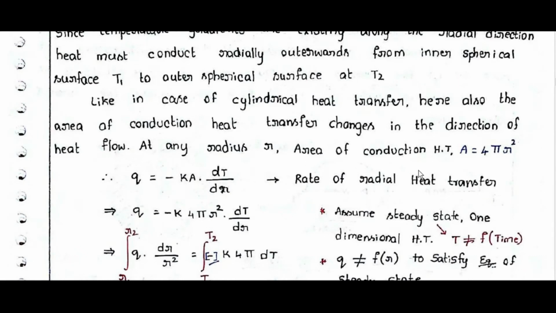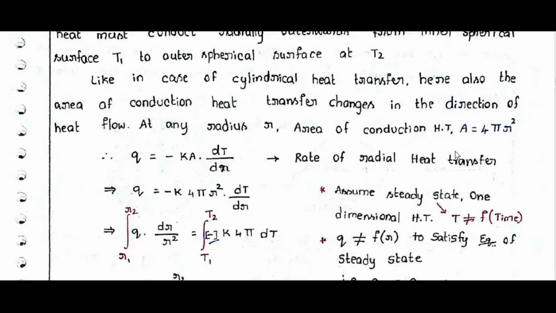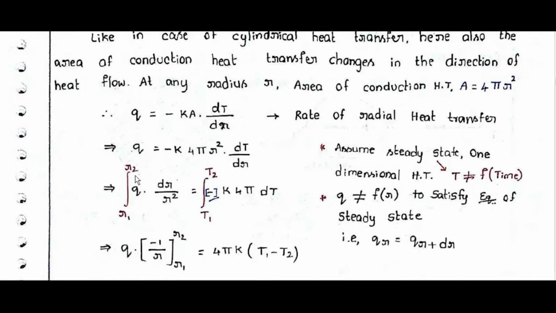Area of conduction heat transfer A is equal to 4 pi R square. Q is equal to minus K A dT by dr, the rate of radial heat transfer. Q is equal to minus K 4 pi R square dT by dr. Integral R1 to R2 Q dr by R square is equal to integral T1 to T2 of minus K 4 pi dT.